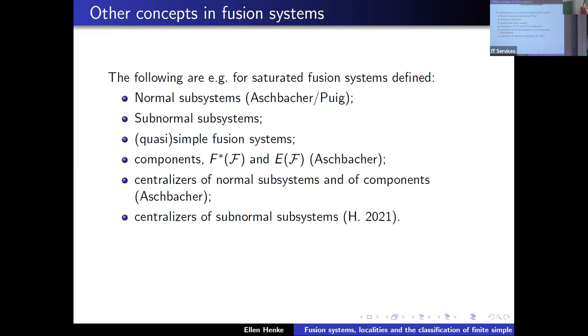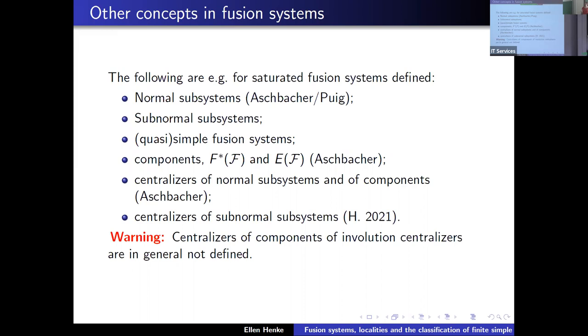So this is by far not an exhaustive list of what you can do in fusion systems, but I should warn you in general that many constructions are actually quite difficult in fusion systems. And one particular problem in what I'm going to talk about later is that centralizers of components of involution centralizers are not necessarily defined. Centralizers of components of a whole fusion system are defined, but if you look at the component of an involution centralizer, we don't necessarily have the centralizer defined.